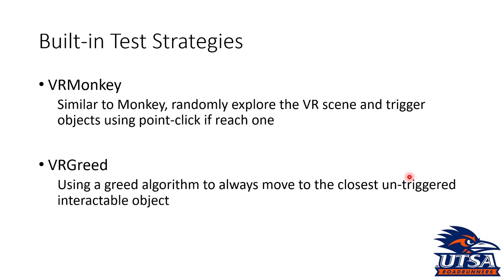Our VRTest framework also provides two built-in strategies, which are pretty simple, but show how VRTest can work with different strategies. We have the VR Monkey, which just randomly explores the scene, just like the monkey in Android, and whenever it finds an object, it point-clicks the object. We also have the VR Grid, which uses a grid algorithm to always move to the closest interactable object and trigger it. Once it's triggered, the strategy no longer considers that object. These two test strategies have been implemented.